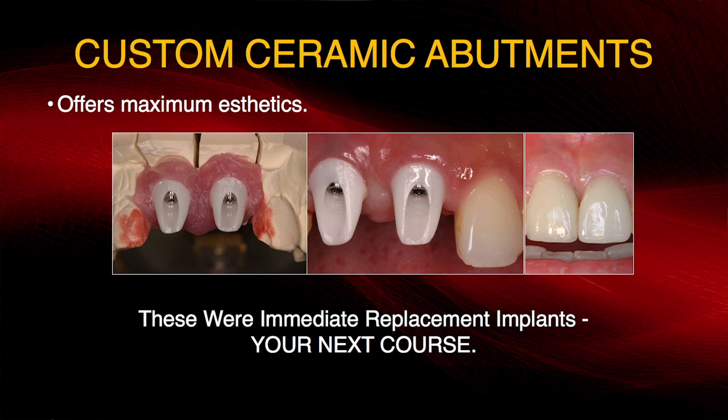For the implant restoration, you can see that custom zirconia abutments were made by this laboratory, delivering also the 2 bruxer crowns on 8 and 9. And we have a patient that's very happy with a very nice result. You can see how nice the papilla is formed. So these were immediate replacement implants. And this can be your next course, hopefully when we meet again.